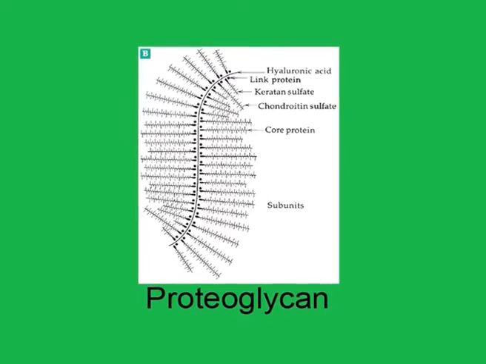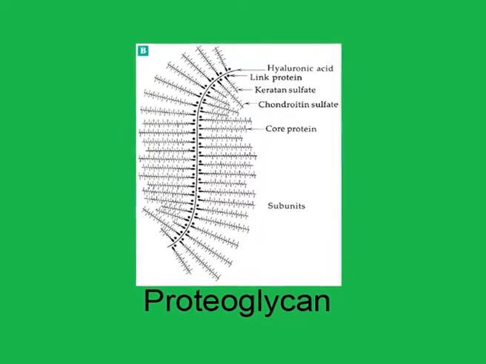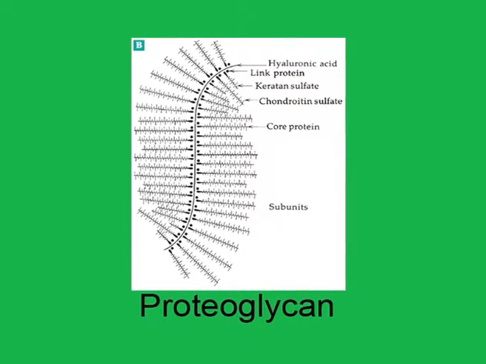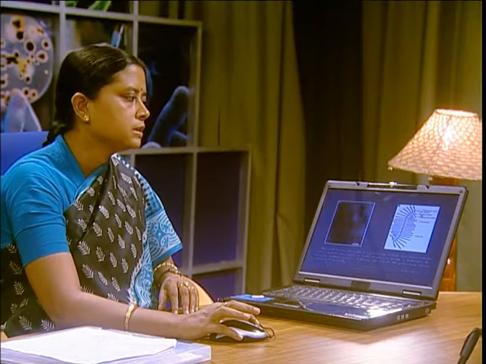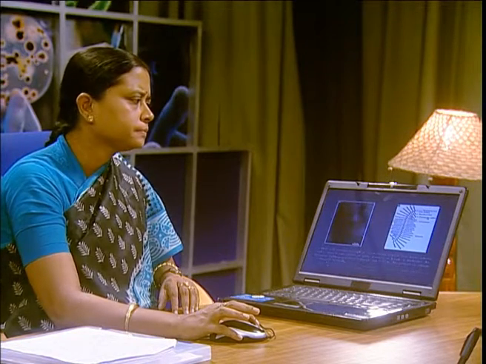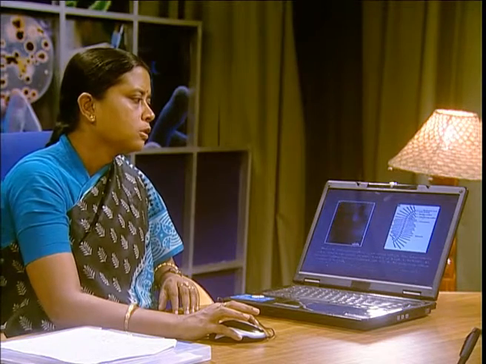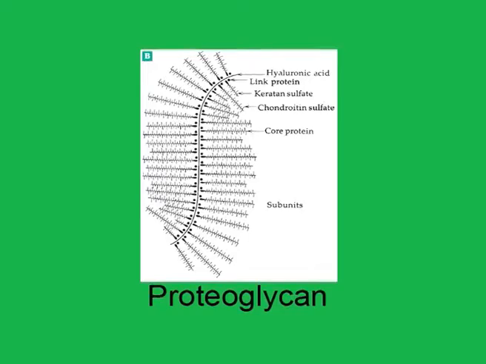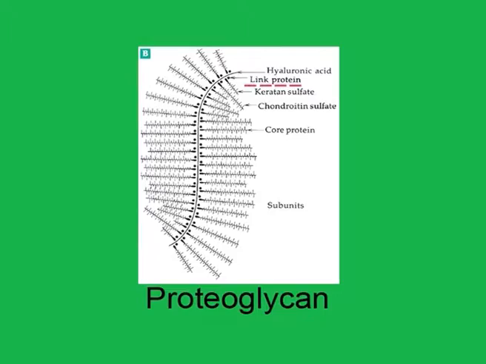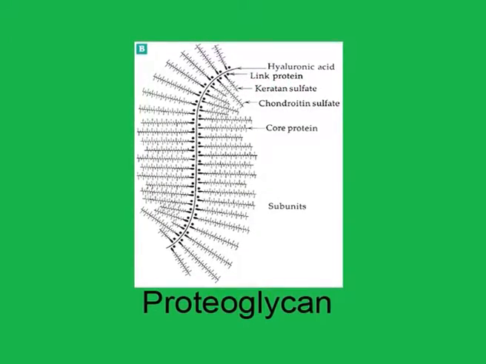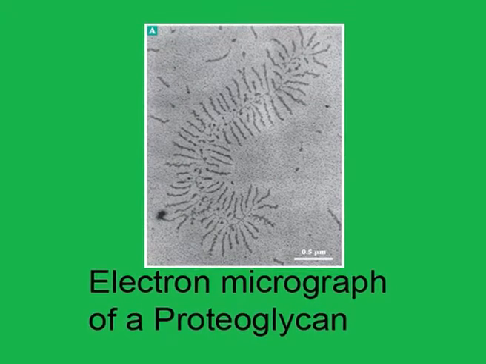This is the entire structure of the proteoglycan, covering the core protein and subunit structure. These subunits are formed by the joining of glycosaminoglycans. These are called glycosaminoglycans because they are aminated. And this is the link protein, which is also connected with the hyaluronic acid chain. And this is the electron micrograph picture.